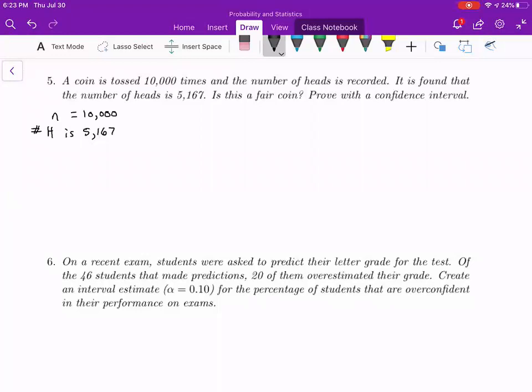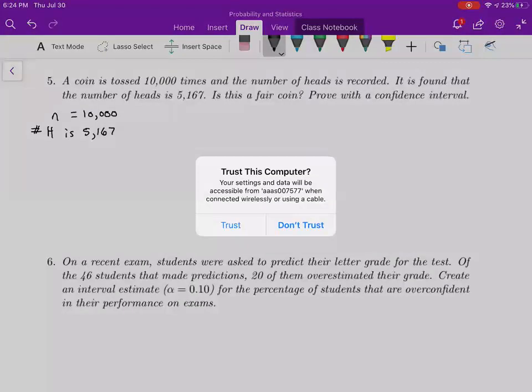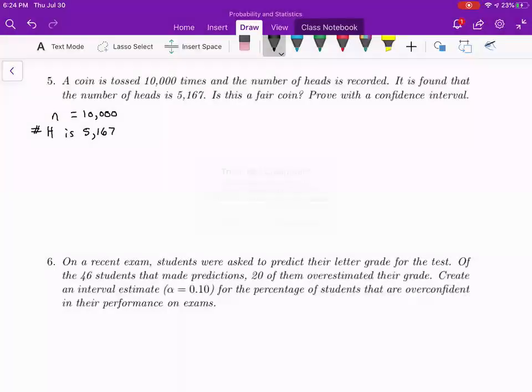Not a trick question. What does it mean for a coin to be fair? Heads comes up half the time. Good. So that comes up value is 0.5. That 0.5 is a probability, a proportion. You could think of it either way.